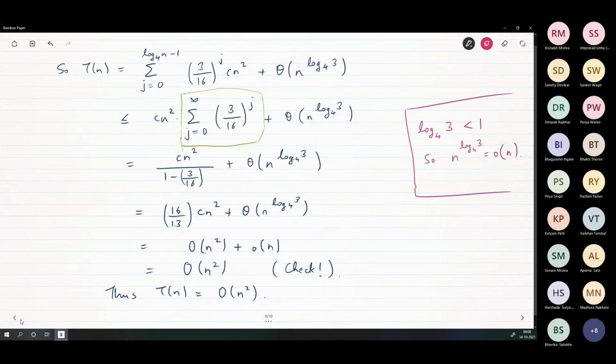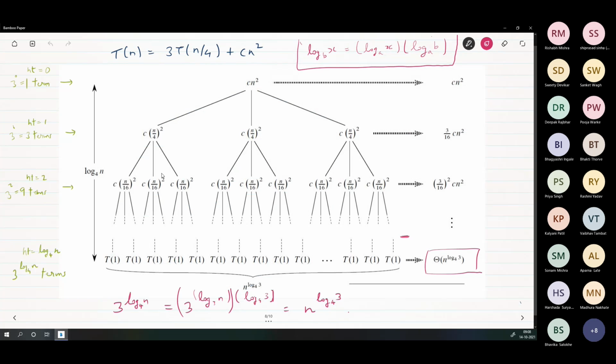So T of n, after writing down all this tree up to 3-4 levels based on this equation, we found out the scaling factor, which was 1 by 4. Therefore the height is log to the base 4 of n. At each level the costs are cn squared, 3 by 16 cn squared, and so on. And at the final level the constant cost T of 1 appears so many times, theta n to the log 3 to the base 4. How did we find that? We looked at this tree. At the 0th level we have 1 term, first level we have 3 terms, second level we have 9 terms.